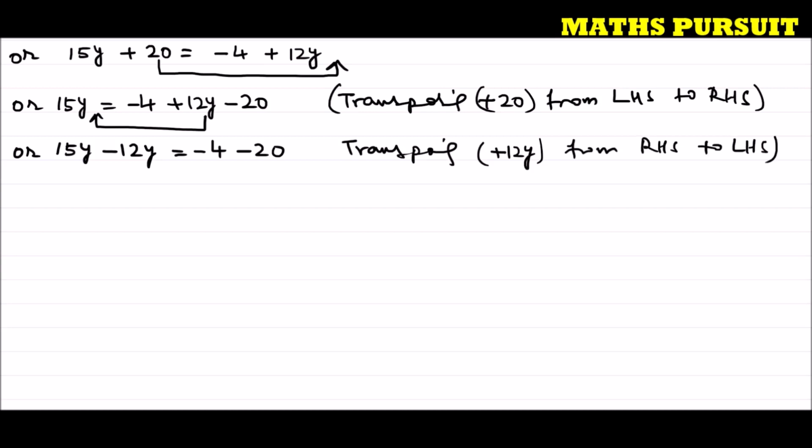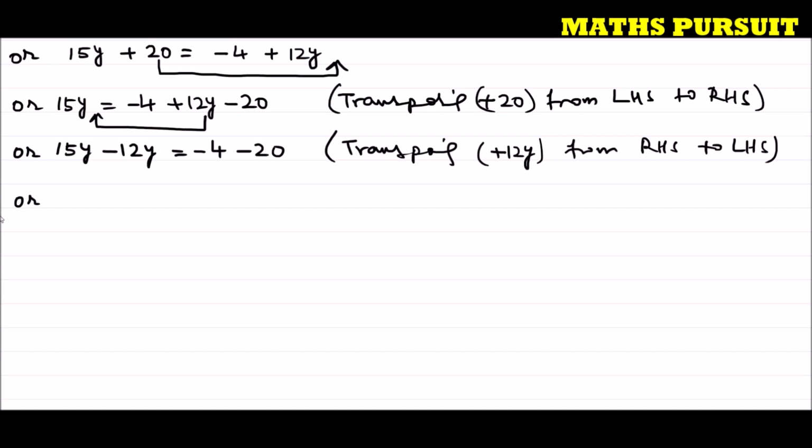Hope guys I am very clear till here. And why am I moving? I want to move all the variables having y to the left side of the equation and all the numbers without any variable to the right side of the equation. And why am I doing this? I am doing this so that it will be very easy for us to do our calculations, or we need to find out the variable y value. For that reason I am moving the variables to the left side and the numbers to the right side.